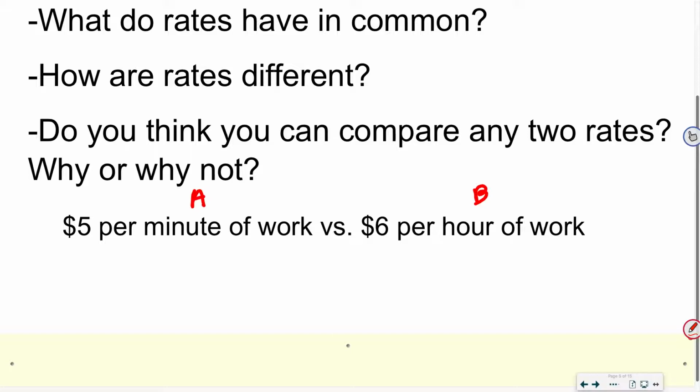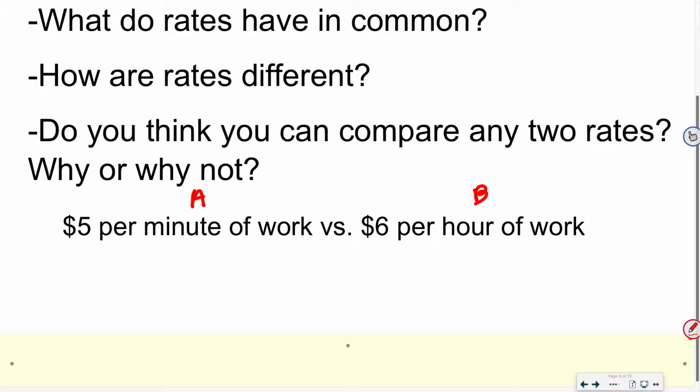What do I have to do before? Now, a lot of you looked at this and thought, wait, $5 a minute, you're going to end up making more than $6 an hour. But what do I have to do to one or both of these so that I can compare, as we say, apples to apples instead of apples to oranges? Meaning, I have to compare things in a similar fashion instead of comparing two totally different things.